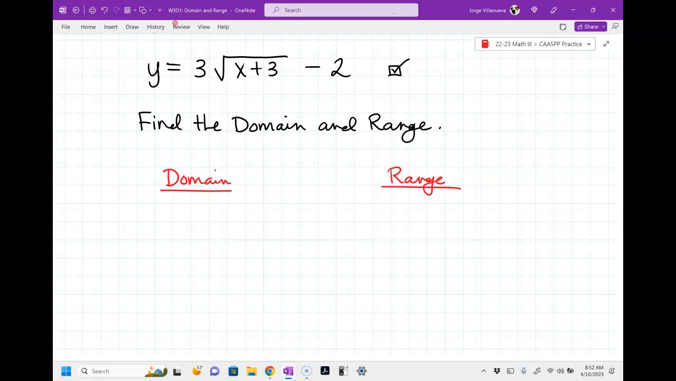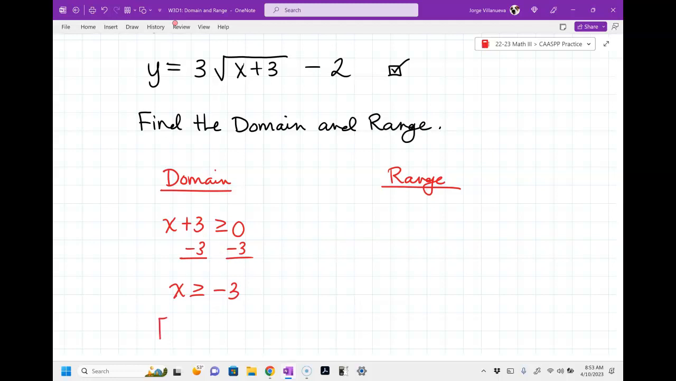Anybody know it? What is it? X greater than or equal to -3 is correct. Okay. X greater than or equal to -3. How do we do it? Get your radicand, x plus 3. It has to be positive or 0. So meaning it has to be greater than or equal to 0. Subtract 3 on both sides. So x is greater than or equal to -3.